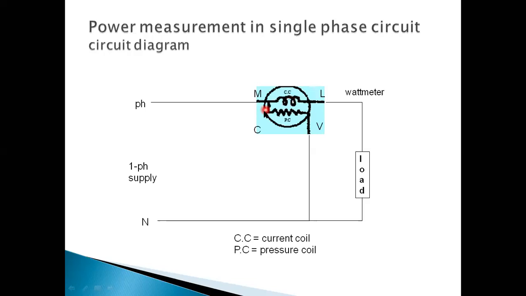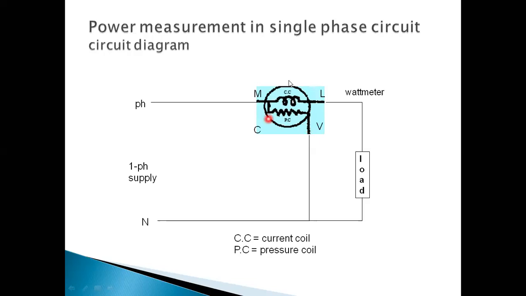Now, similarly, we have the pressure coil. We can have different tappings for the pressure coil for different ranges of the voltage. Why? Because the current through the pressure coil is proportional to the voltage across C and V. The pressure coil winding is going to be very fine such that it offers high resistance, so that the current flowing through the pressure coil is directly proportional to the voltage across it. So when we have different tappings, we can select any one of the tappings so that the voltage range will be different.